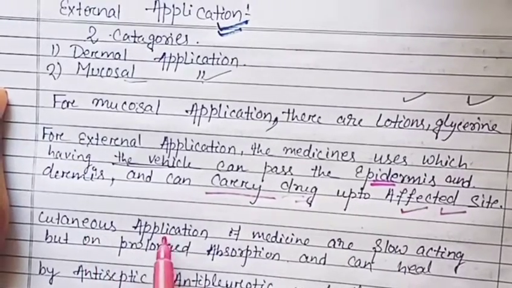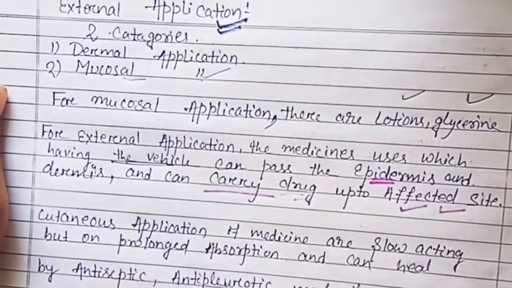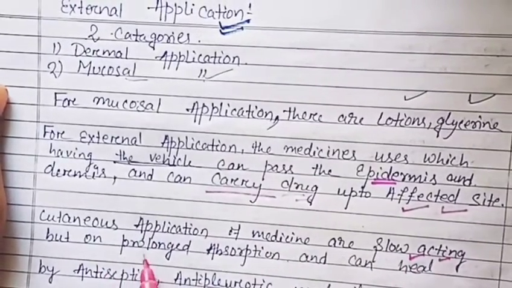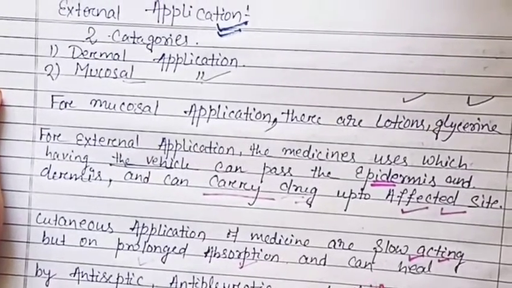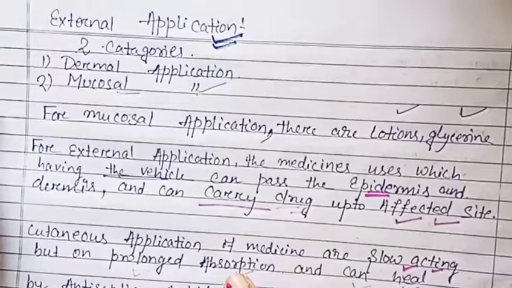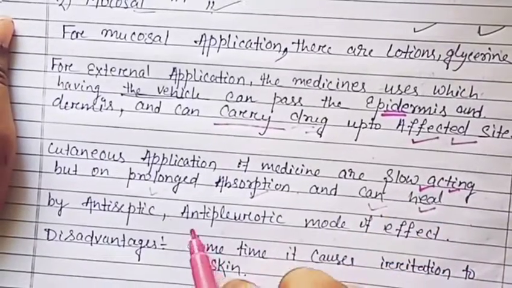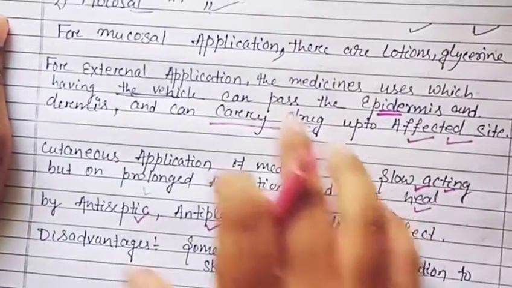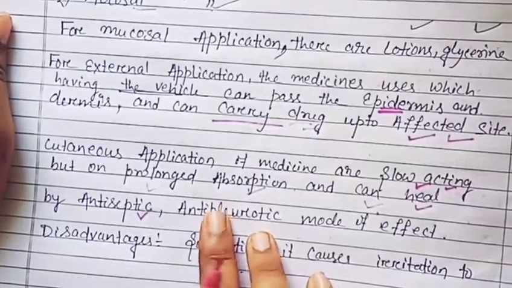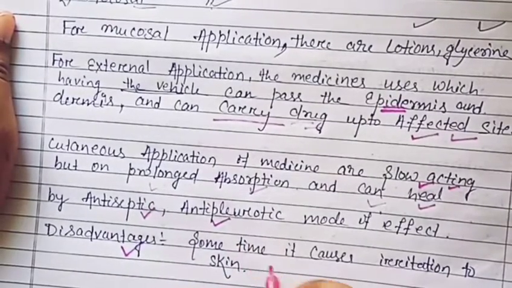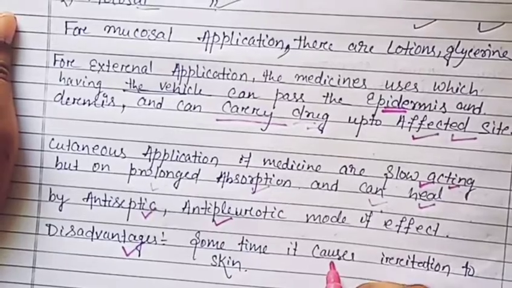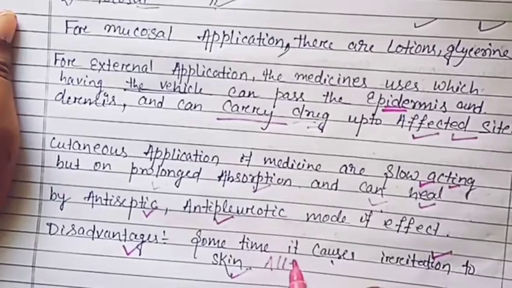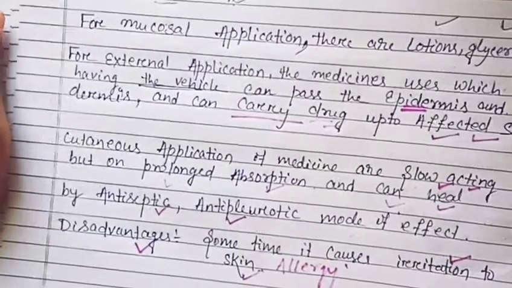So we use the cutaneous application of the medicine, but these medicines are slow acting, and prolonged observation is required for them to heal. Mainly antiseptic and antipyretic types of medicine are used by this dermal or cutaneous route. But it has a disadvantage. When these drugs are used on the skin, they can sometimes cause irritation, and allergy can occur. That is its disadvantage.